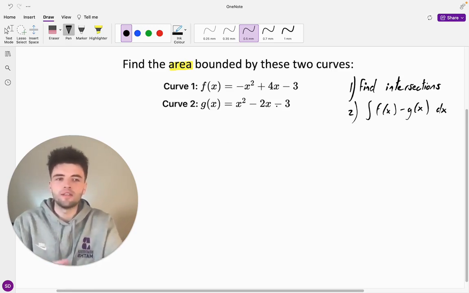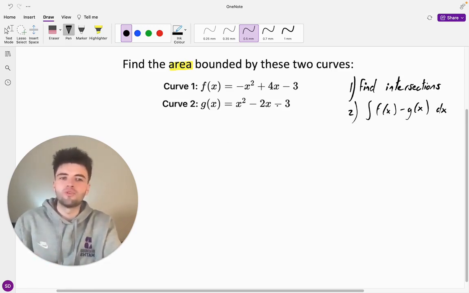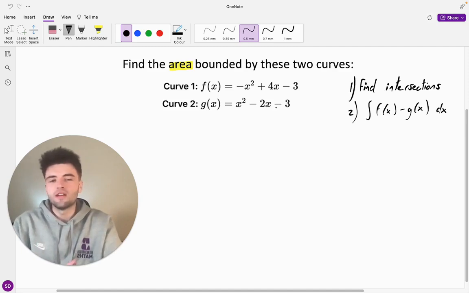The nice thing about these is that they're always the same regardless of what type of function we have. We could have a trigonometric function, a polynomial like this, or a log function, or whatever kind of function you come across, this is going to work. The first thing we need to do is find the intersections, and to do that we're going to set f of x equal to g of x and see what happens.